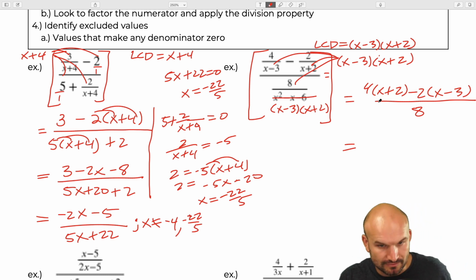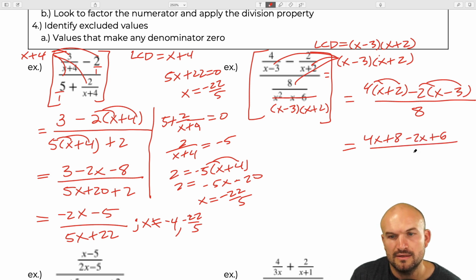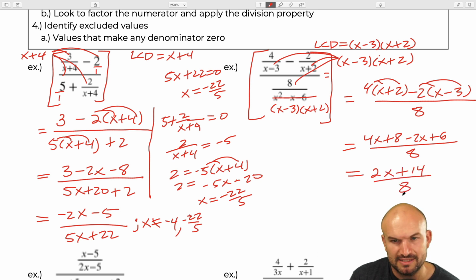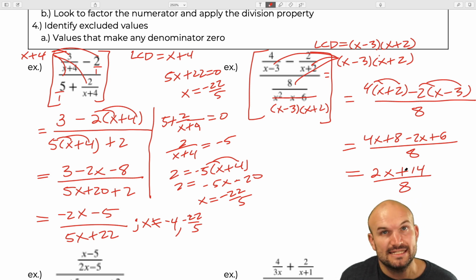And then in this case, I can just apply good old distributive property, and I get a 4x plus 8 minus 2x plus 6 divided by 8, and therefore that'd be a 2x plus 14 divided by 8. Now, there's no undefined values here, right? 8 is just 8 in the denominator.